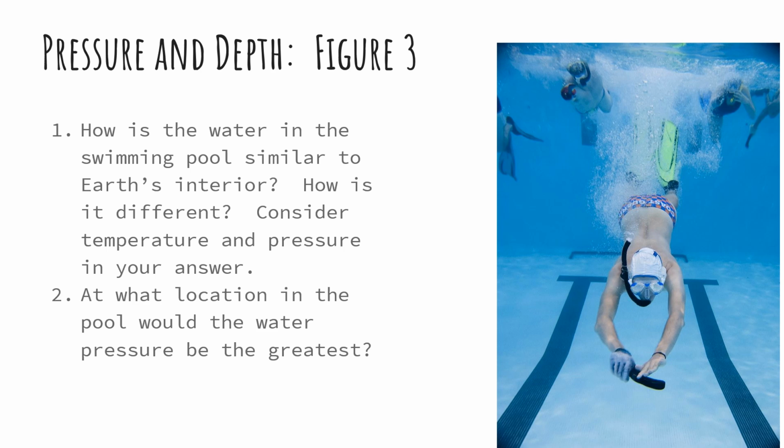So question 2, at what location in the pool would the water pressure be the greatest? So if the pressure increases the further we go down, then it's going to be at its greatest pressure at the bottom of the pool, right? Because if the pressure increases the further you go down, and the lowest point you can go is the bottom of the pool, that's where the pressure is going to be the greatest.